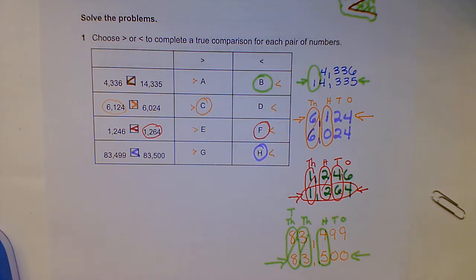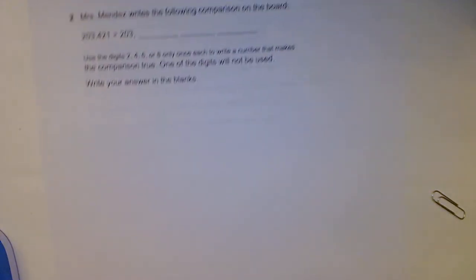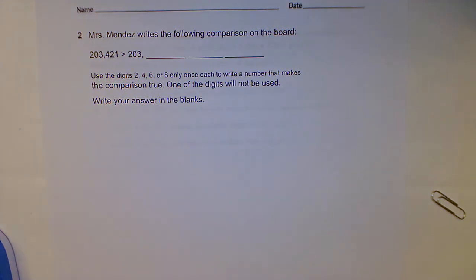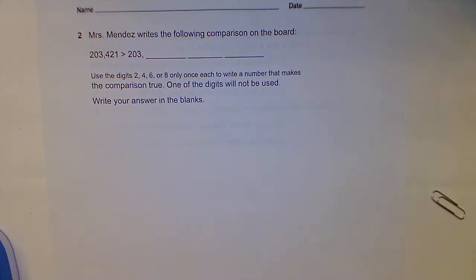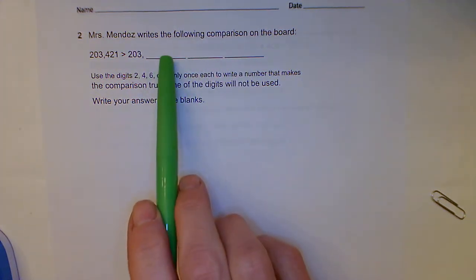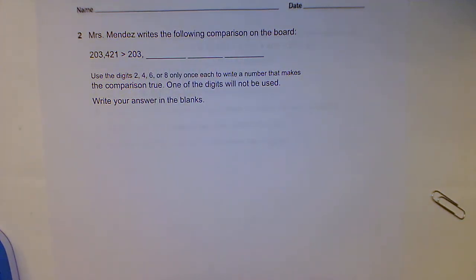All right, let's take a look at the next page. Okay, so here it says, Mrs. Mendez writes the following comparison on the board. 203,421 is greater than 203,000, and then they have these 3 blank spaces. I think it's a little confusing the way it's written, but each one of these represents a digit. They're saying put a number here, a number here, and a number here. So it's really 1, 2, 3 numbers that we're trying to fill in.